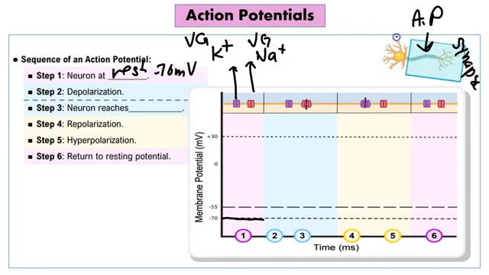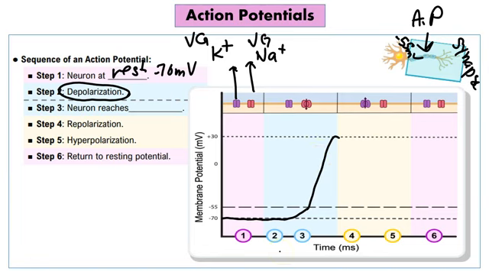Well, what happens here? If we can reach that negative 55 millivolt threshold, then that means we actually can have an action potential. So what's going to happen? First is going to be depolarization. Depolarization just means that you have an influx of sodium ions. So let's start off with our resting potential here. Then we're going to hit our threshold. You see that negative 55. And then we're going to have an influx of sodium.